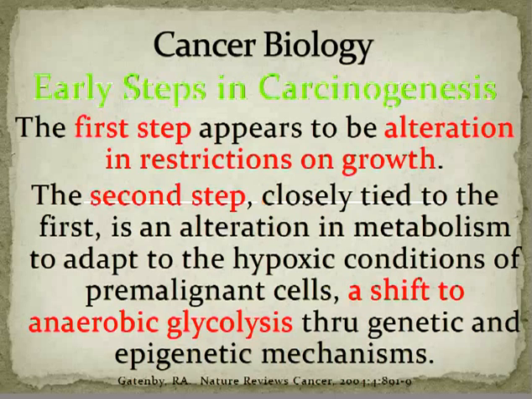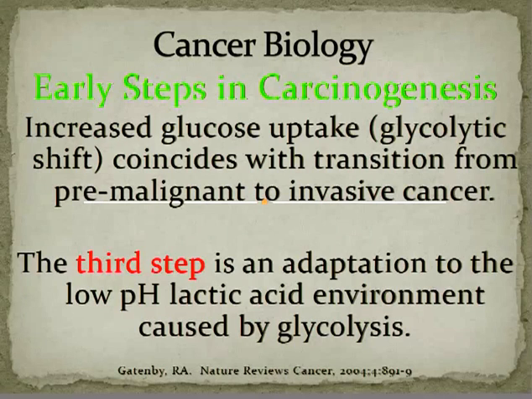So, if we could sum up carcinogenesis by Gatenby, at least his first step appears to be an alteration and restriction on growth. And that's arguable, but it's very close. The second step, at least closely tied to that, is some alteration in metabolism to adapt to the hypoxic conditions of pre-malignant cells. So if we change the restrictions on growth so the cells grow very shortly, you're going to outstrip your blood supply. So at the same time, you have to be developing a metabolic adaptation that allows you to now exist in a hypoxic environment. And that's anaerobic glycolysis shift through genetic and epigenetic mechanisms.